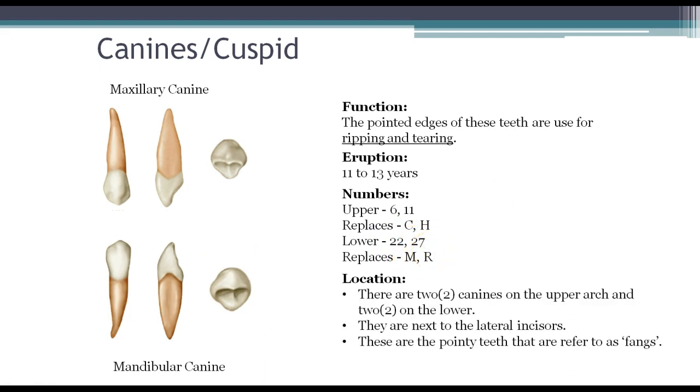These are located in the front of your mouth. They're part of the anteriors as well, right next to the lateral incisors. So you'll have your central incisors in the middle, then your lateral incisors next to them, and next you're going to have your canines. You have 2 canines on the top and 2 on the bottom for a total of 4. These teeth are sometimes referred to as fangs or vampire teeth.